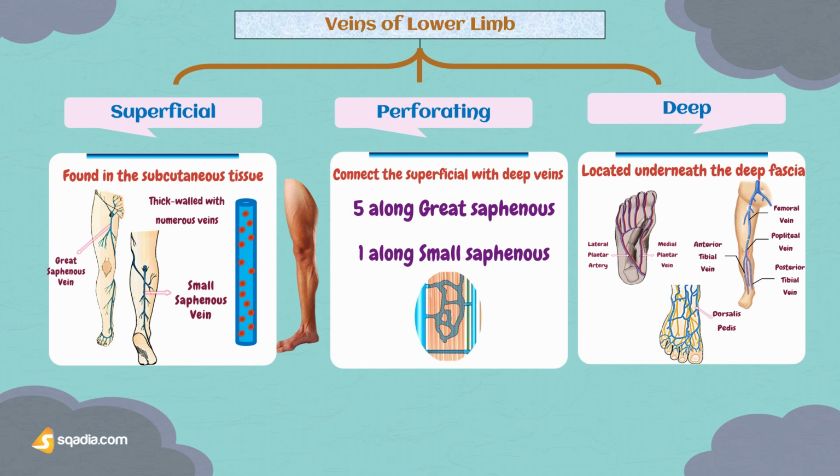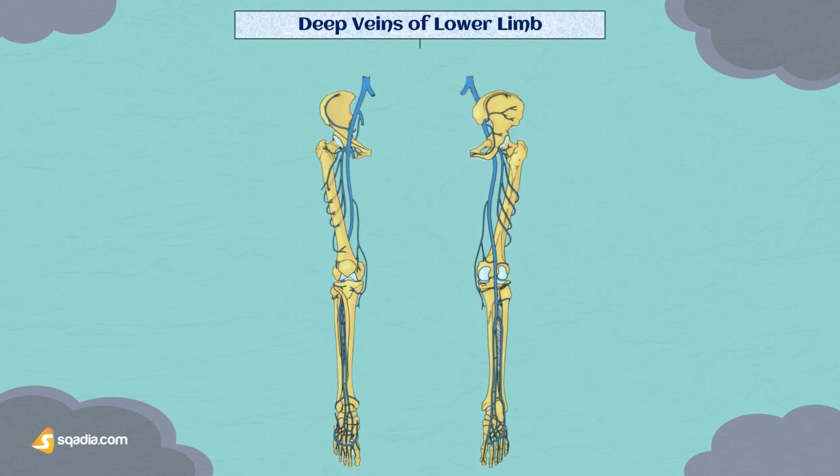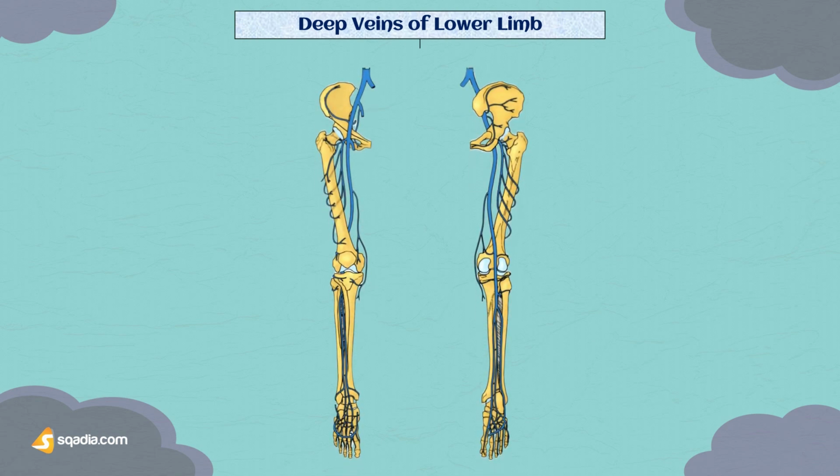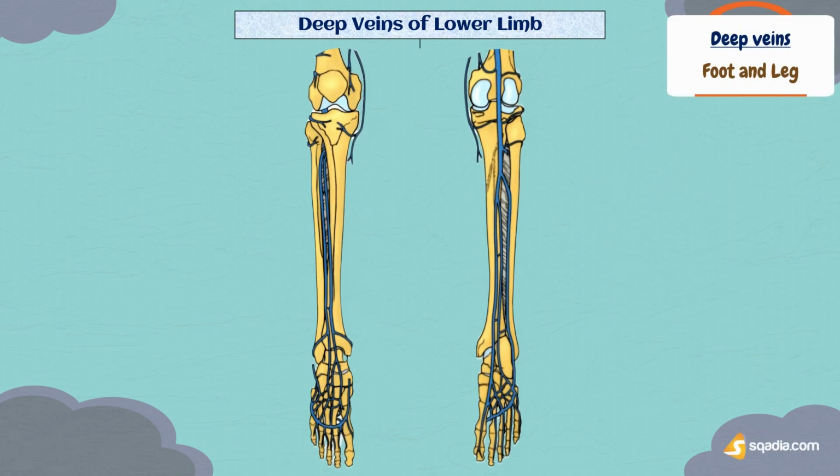Let's look at the deep veins of the lower limb a bit more closely. As mentioned earlier, the deep venous drainage system is located beneath the deep fascia of the lower limb. Here you can see the veins only without any layers of muscles and fascia. As a general rule, the deep veins accompany and share the name of the major arteries in the lower limb. Often, the artery and vein are located within the same vascular sheath, so that the arterial pulsations aid the venous return. The foot and leg.